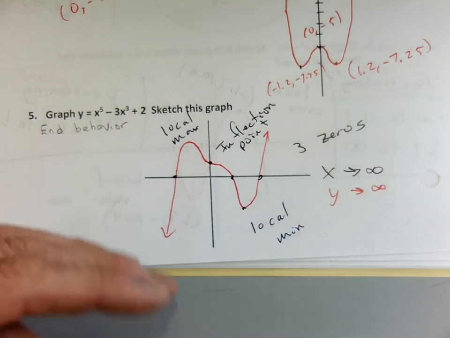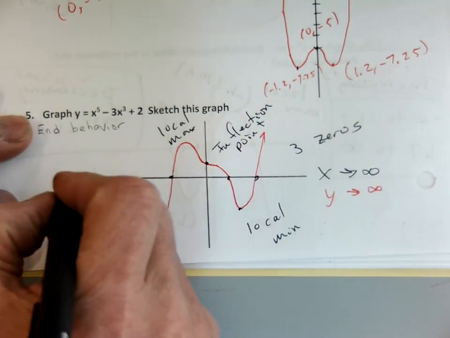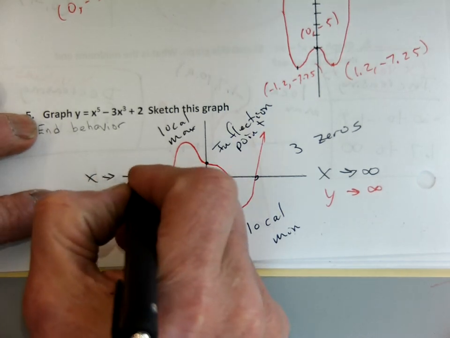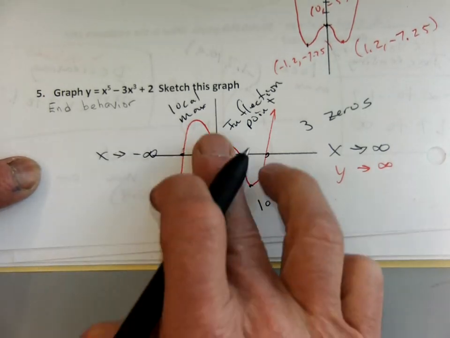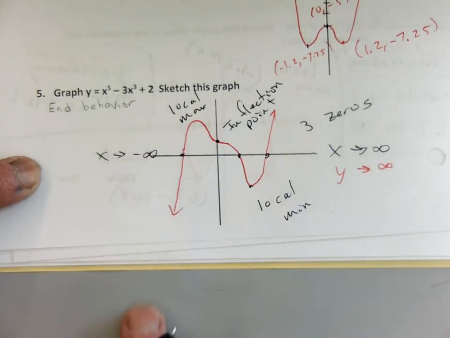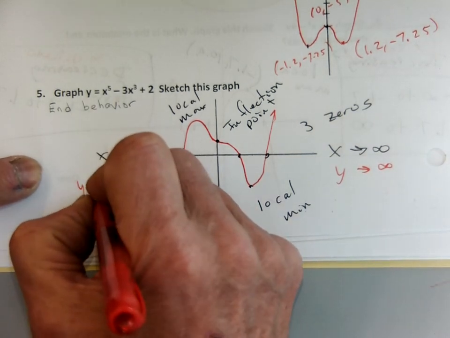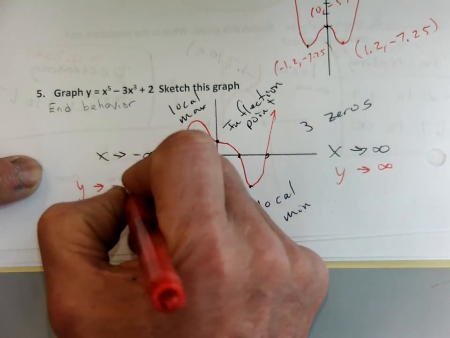Now on this side, as x approaches negative infinity, what's y doing? It decreases, heading towards negative infinity. So we're going to say y approaches negative infinity. Okay?